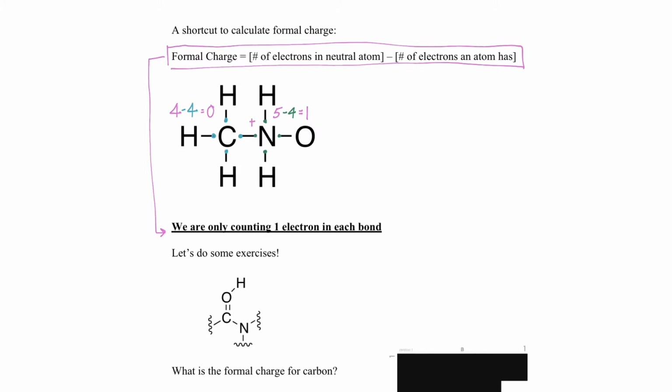I also want us to do it for the oxygen in this molecule. But before I go over it, I want you to pause the video right now and just try to write it out on your own. So pause the video right now. If we're thinking about the number of electrons in a neutral atom for oxygen, that's going to be 6. And we're going to subtract the number of electrons an atom currently has.